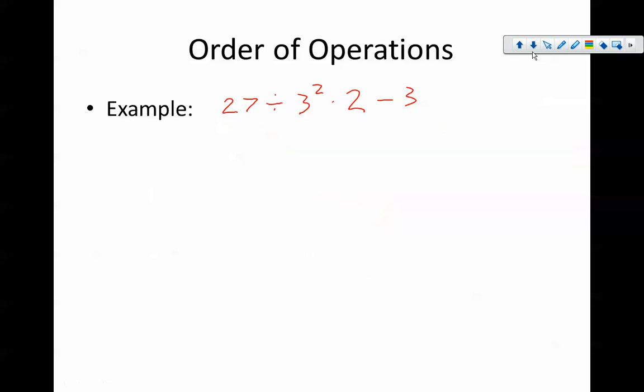So let's do a couple of examples of what we mean here. Here is a nice big problem that has lots of different operations in it. Notice that we have a division symbol here, a multiplication symbol there, a subtraction, and then up here we've got that exponent.